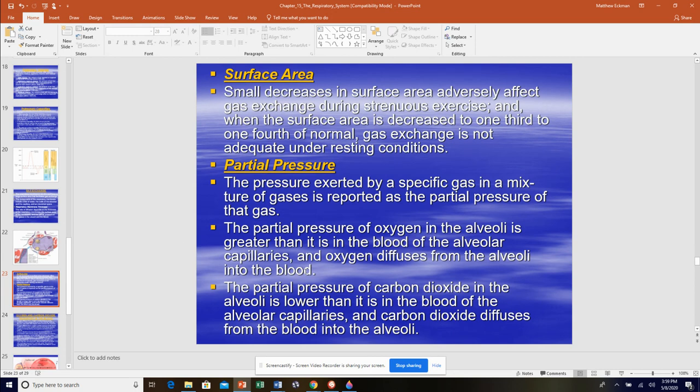Now, this is just a fancy way of saying this. Out in the air around us in the earth, there is more oxygen than there is in the tissues inside of our body. So, oxygen, when it comes into our lungs, diffuses into our blood down a concentration gradient from high concentration to low concentration. It's easy. It doesn't require any energy. We don't have to pump the oxygen in.